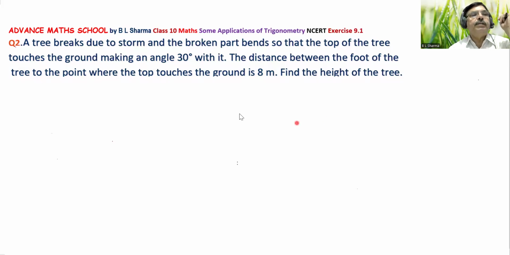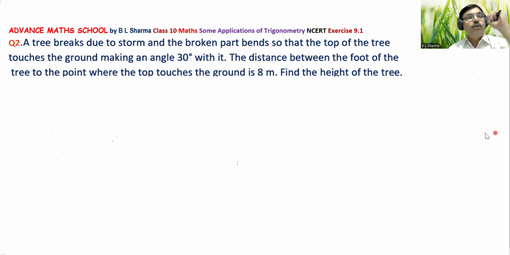Very important question. A tree breaks due to storm and the broken part bends so that the top of the tree touches the ground, making an angle 30 degree with it. The distance between the foot of the tree to the point where the top touches the ground is 8 meter. Find the height of the tree.